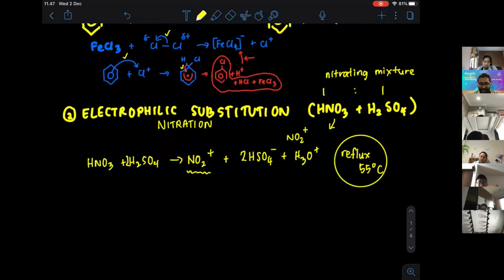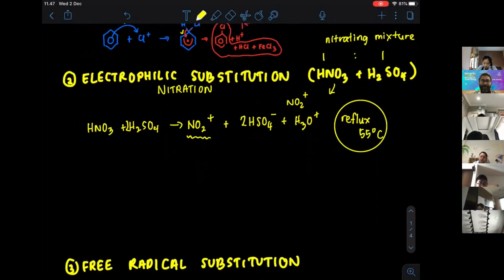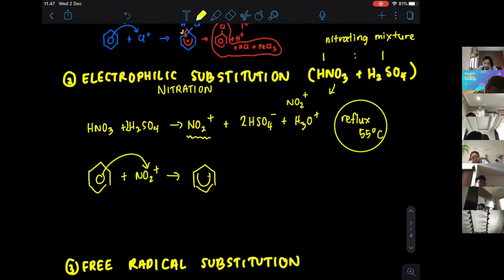Under that condition, if they ask you to draw the mechanism of the reaction, you draw the benzene and then NO2 plus, and the arrow will go there. So what's going to happen? You are going to get the intermediate, where the charges are spread along 5 carbon atoms. The 2 electrons from the ring will form the new bond with the NO2, to be exact, between the N, so O2, and then you have H.